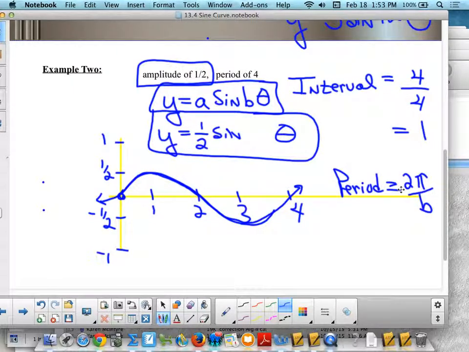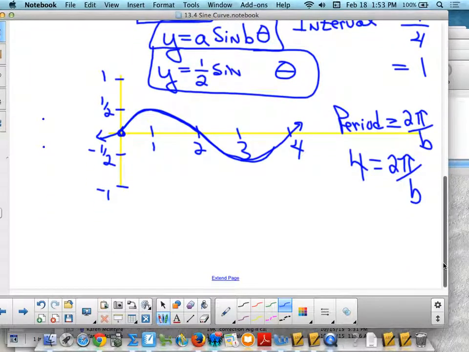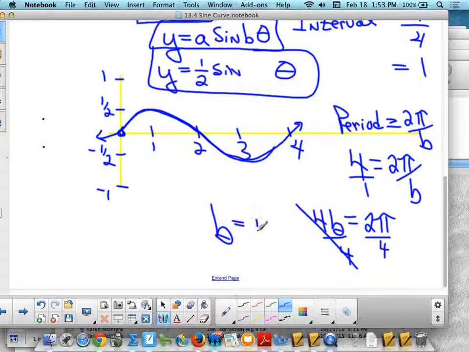Solve for B, right? Well, what's the period? You were told it's 4. So 4 equals 2 pi over B, cross multiply, right? 4B equals 2 pi. Divided by 4 equals half pi. B equals what? Half a pi. Okay, guess what? That is your equation right there.